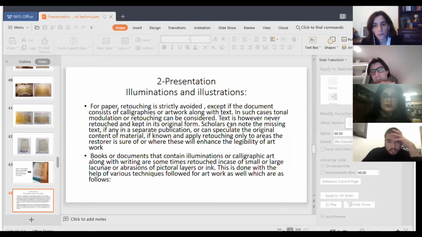Okay, so this was just the first part of the presentation, that was the infills of the lacunae. Once the restoration process is complete, we talk of the presentation, that is the illuminations and illustration.